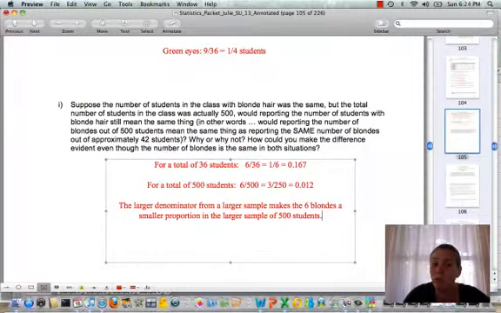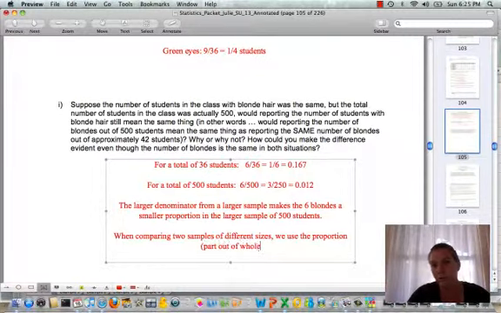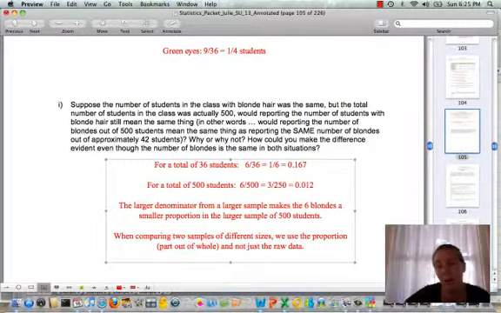So the larger the sample size, if we don't change the numerator of the fraction, we're going to get a smaller proportion. So the way to make the difference evident is to compare the proportions and not just those raw numbers of 6 blondes. So we say when comparing two samples of different sizes, we use the proportion, which is the part out of the whole, and you can write that as a fraction or a decimal, and not just the raw data.